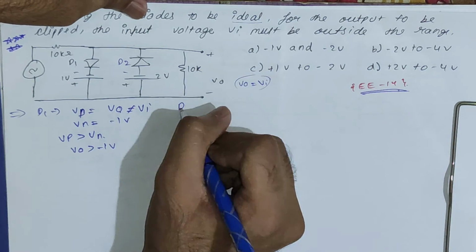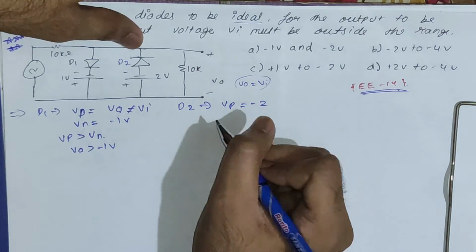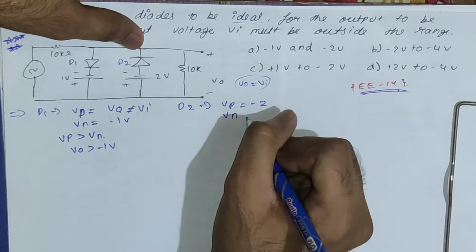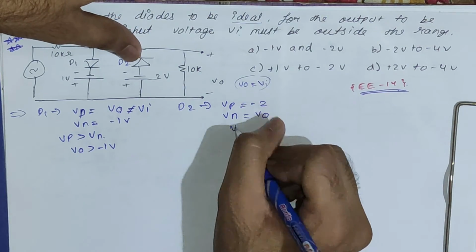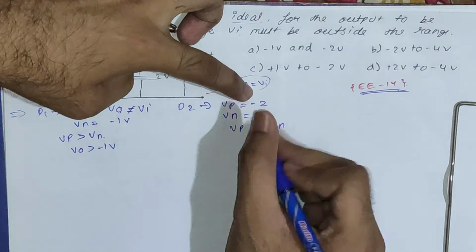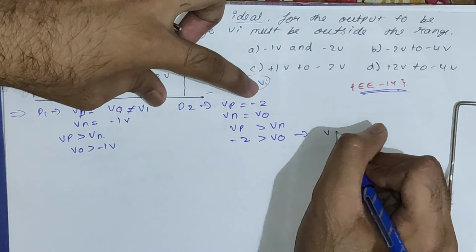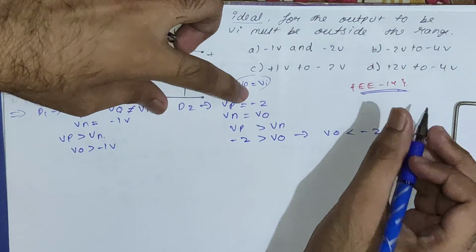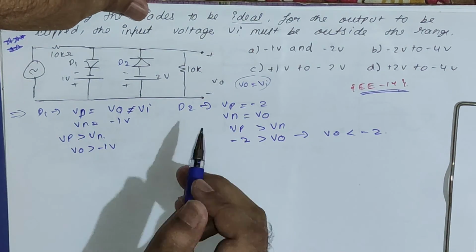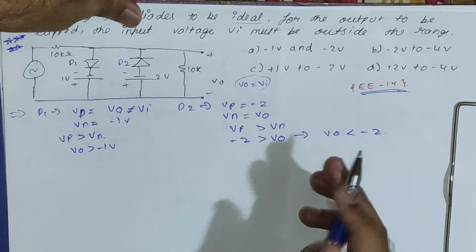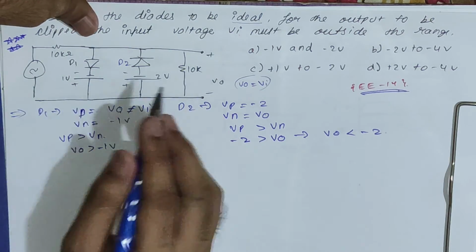Similarly for D2, Vp is minus 2 volt and Vn is nothing but Vo. We know the condition for the diode to be on: Vp should be greater than Vn. Vp is minus 2, so minus 2 is greater than Vo. We can write this also as Vo should be less than minus 2. So now we have the condition for the diode to be on, but it is in terms of Vo, and we want it in terms of Vin. For that we have to find the relation between Vin and Vo.